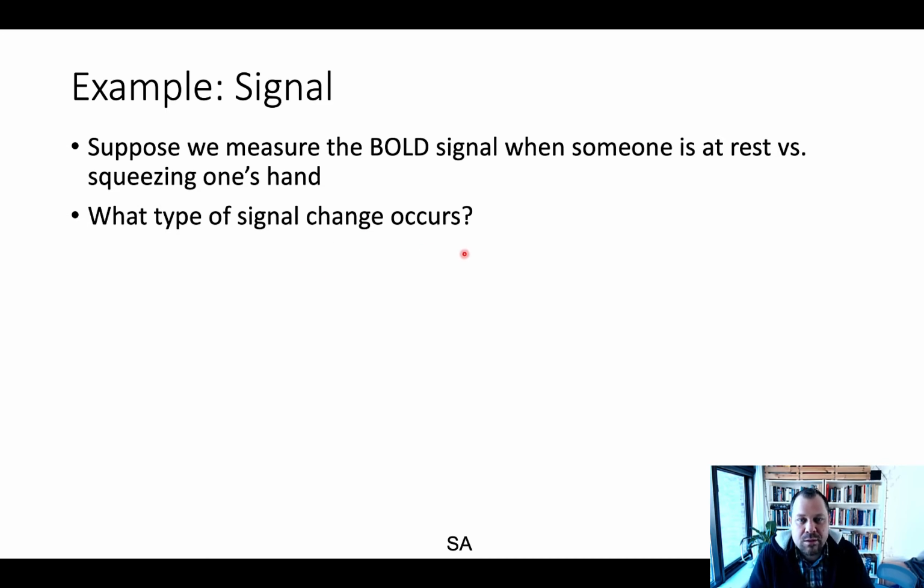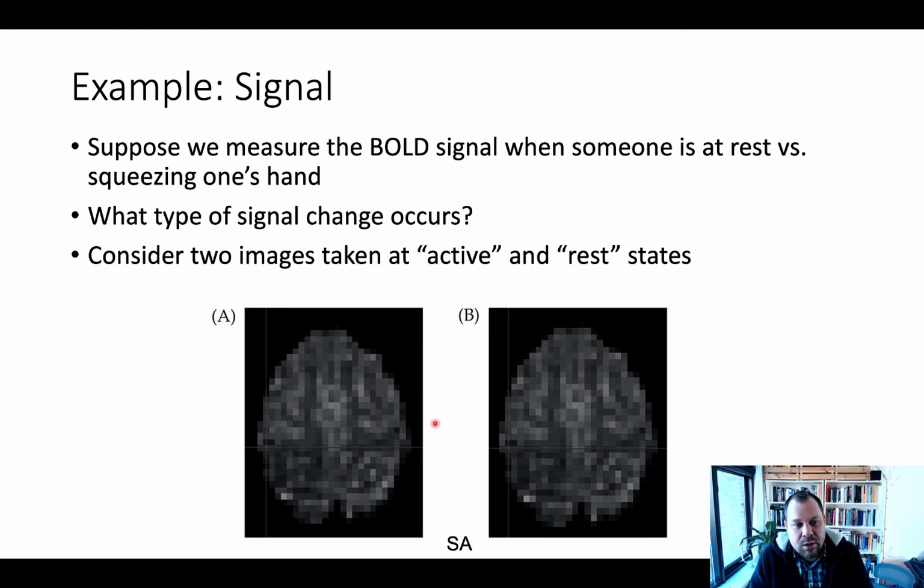So let's consider an example to illustrate how difficult it is to identify the BOLD signal. Let's consider someone being at rest versus someone squeezing one's hand. This is one of the types of experiments that triggers one of the largest BOLD signals in the human brain. So what type of signal occurs? We can look at these images. This is someone being at rest in image A, and this is someone squeezing their hand. And there's a huge BOLD signal difference, especially here in the motor region.